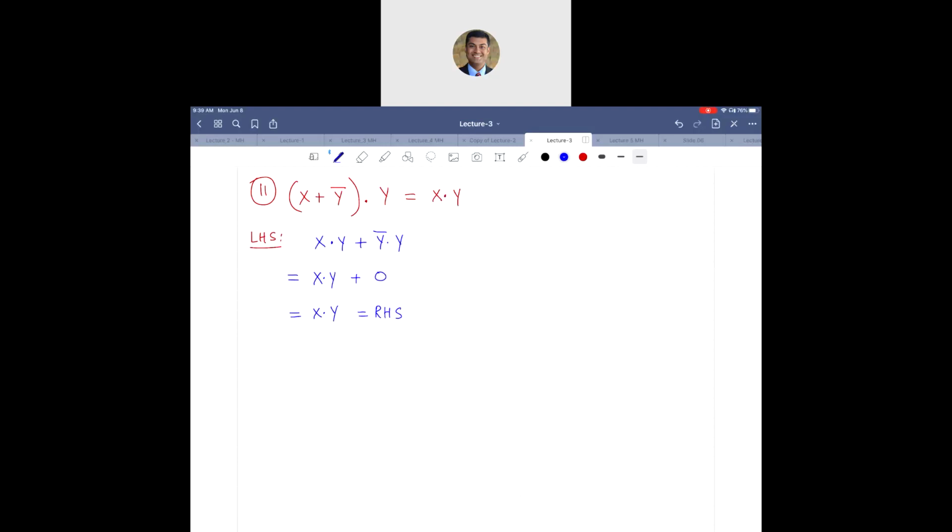Now, for 11D, this is actually my favorite property because it's not very straightforward to see this. X and Y complement, or Y, is X or Y. So that's the property.